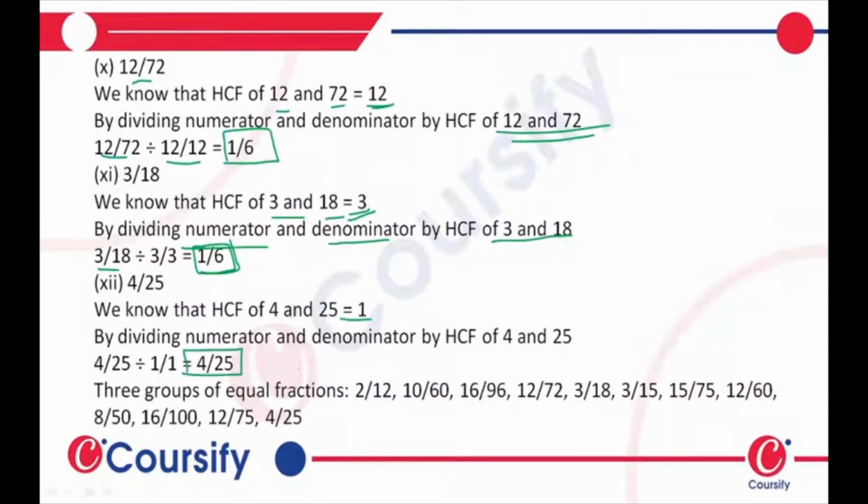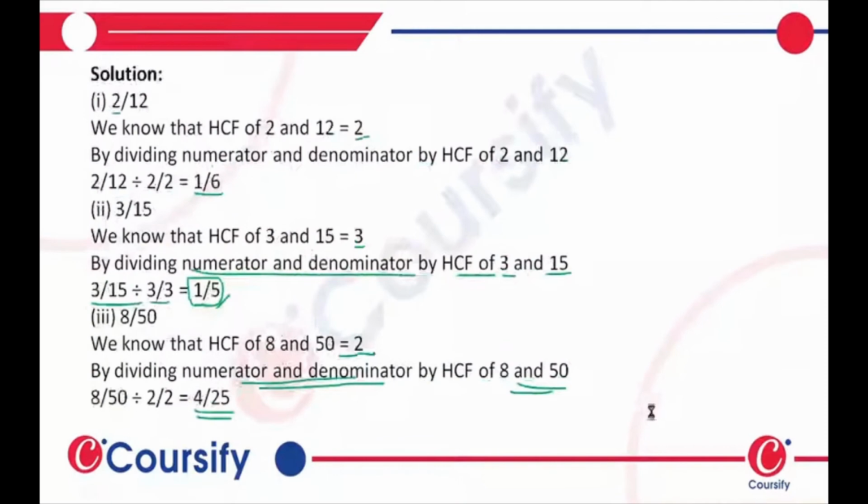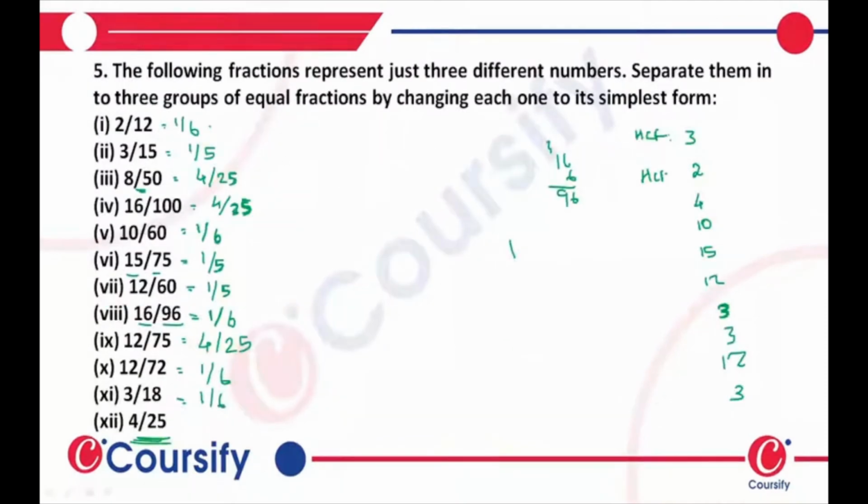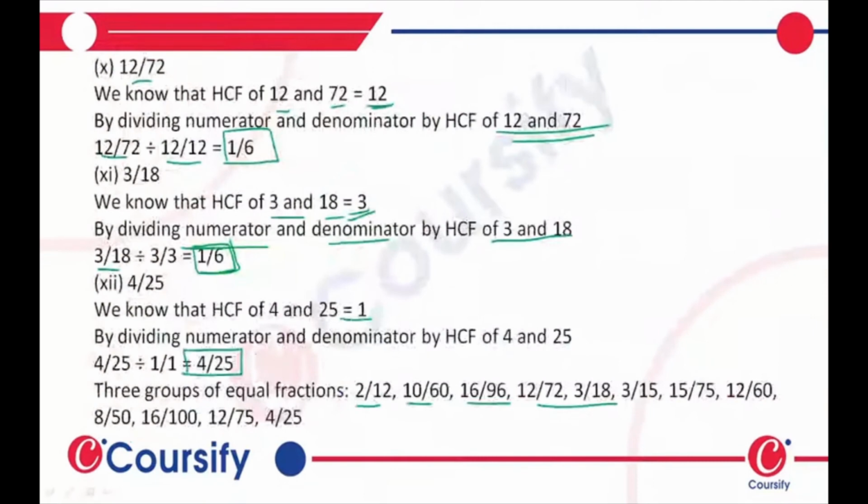So the three groups of fractions are 2 by 12, 10 by 60, 16 by 96. These are all the three groups of fractions that we're getting. So we have 1 by 6, 2 by 12, 3 by 15, 10 by 60, 16 by 96, 12 by 72, and 3 by 18. Let's check. Yes, as you can see here, that is what it is.